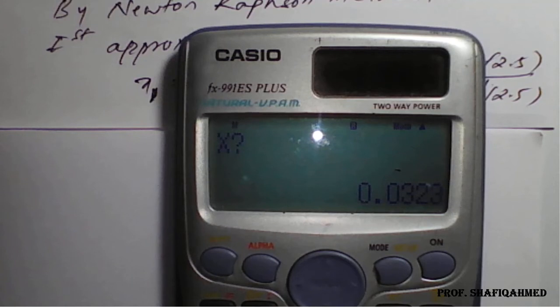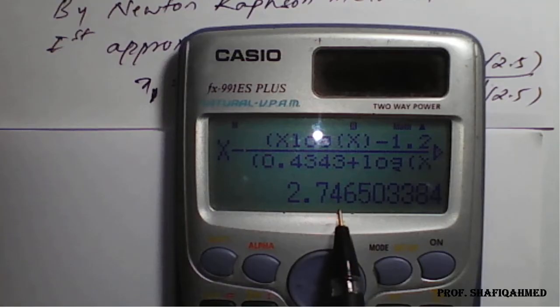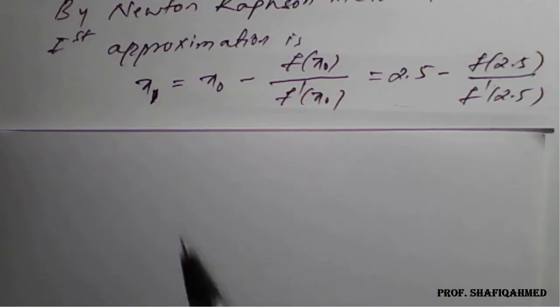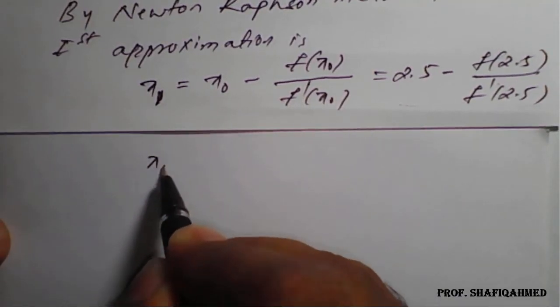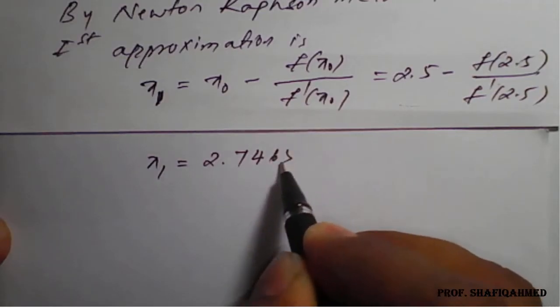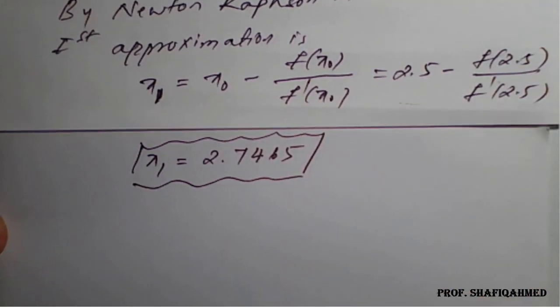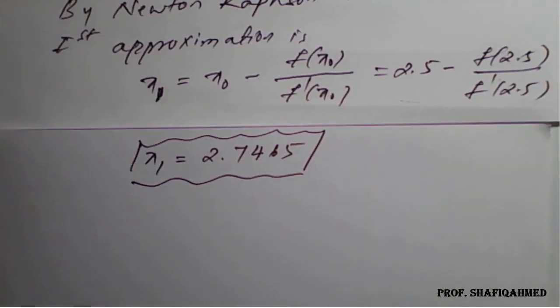Then go for the calc option. In the calc option, you have to replace the x value with 2.5, and you can see the answer as 2.7465 up to 4 decimal places. So we'll write x1 is equal to 2.7465. This is the first approximation we got; the zeroth approximation x0 was 2.5, and x1 we got as 2.7465. So we'll continue and see here now.